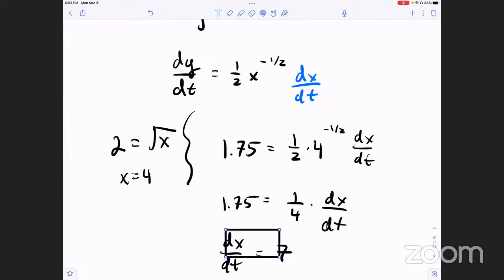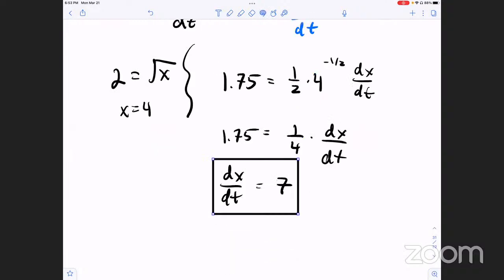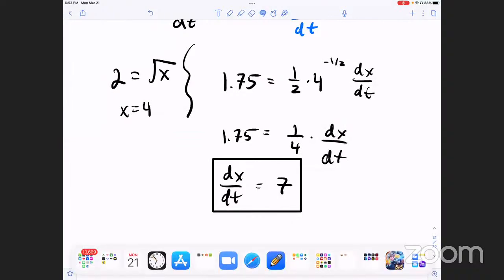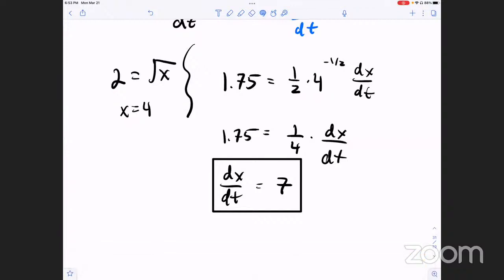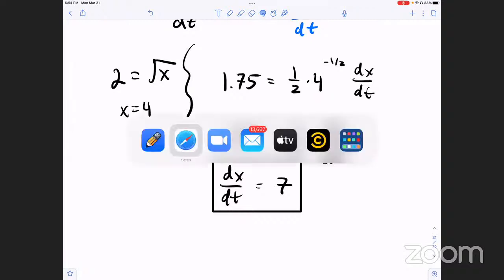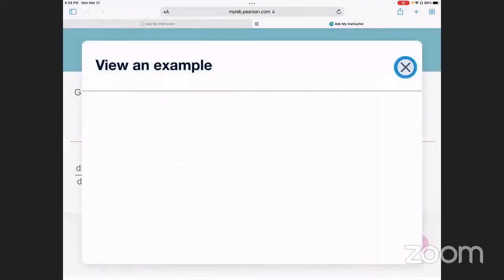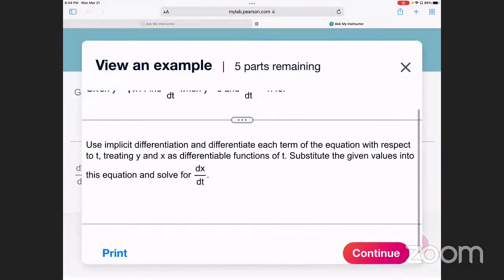We can try it and see if it works. If it doesn't work, we'll go back and try to figure out what we're doing wrong, right? Okay. I want to check one other thing before we submit this. I'm going to hop back here and go to view an example. I just want to make sure that what we did was fine.